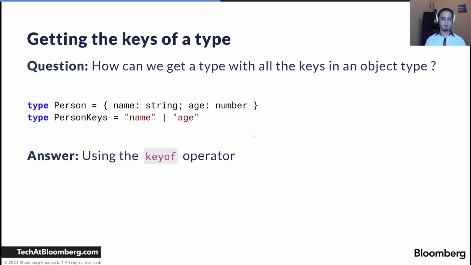So let's move away from branded types and unions and intersections for a while, and let's look at something else. Let's see, if we have an object type, how can we get a new type that represents all of the keys of that original type? So for example, if we have the person type, we want to get a union of all possible keys. For example, we want to get the name key and the age key, and we want to be able to use this as a separate type.